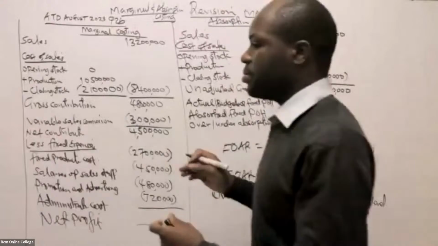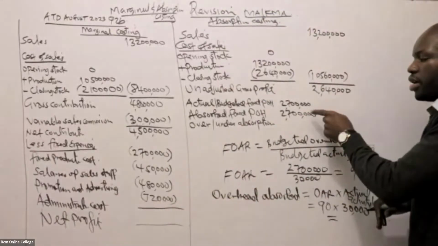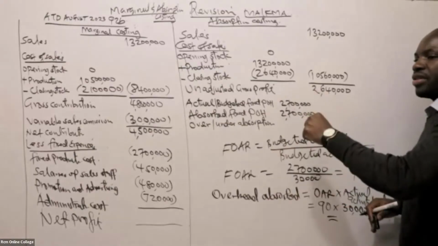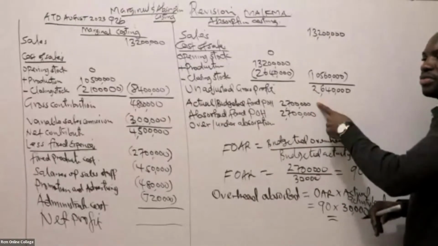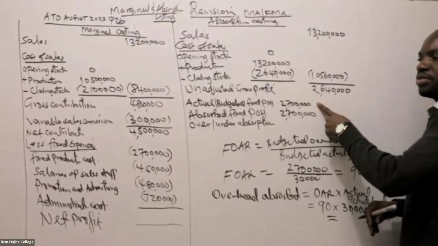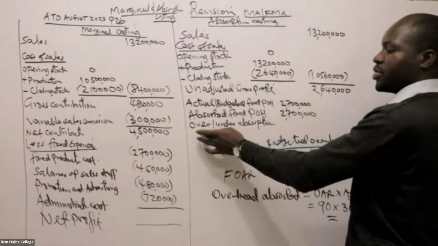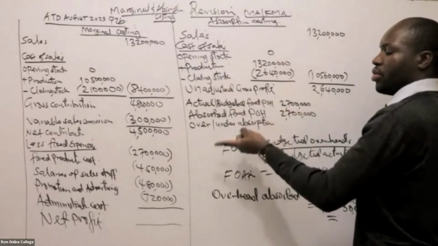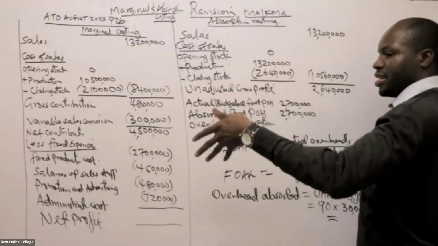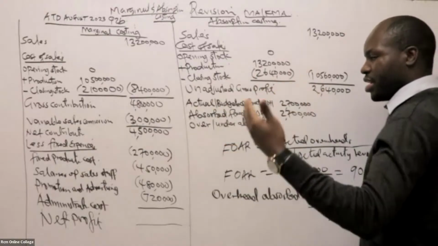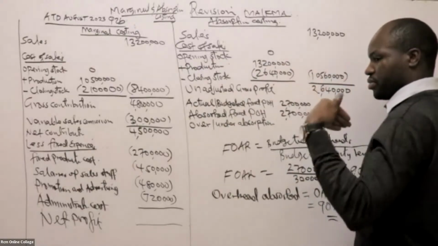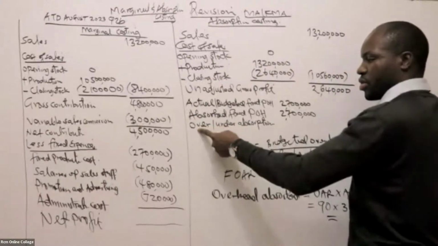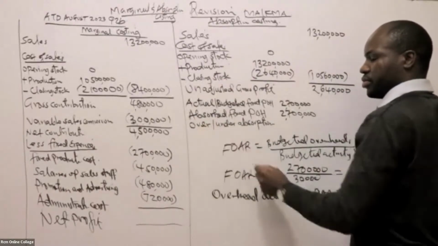If we have over absorption, it means the expense that was absorbed is greater than the real expense. Right? If we are talking about over absorption, then absorbed is greater than actual or budgeted. And what will happen? You overstated the expense. When you overstate the expense, the profit will be reduced. So what do we do? We add back the over absorption.